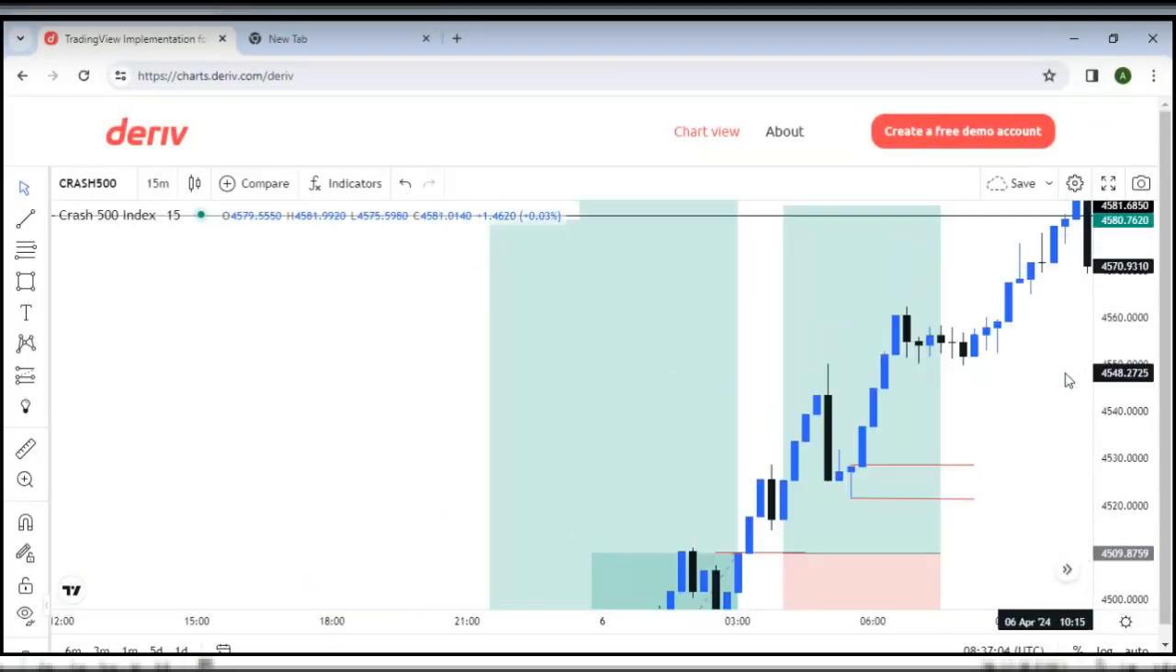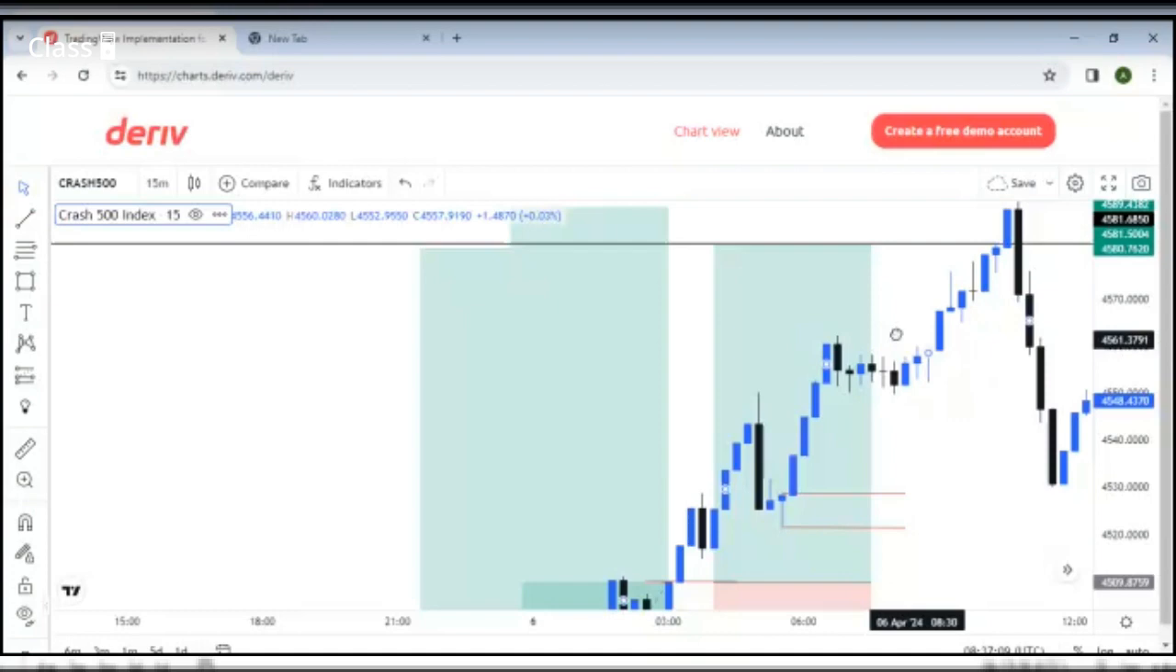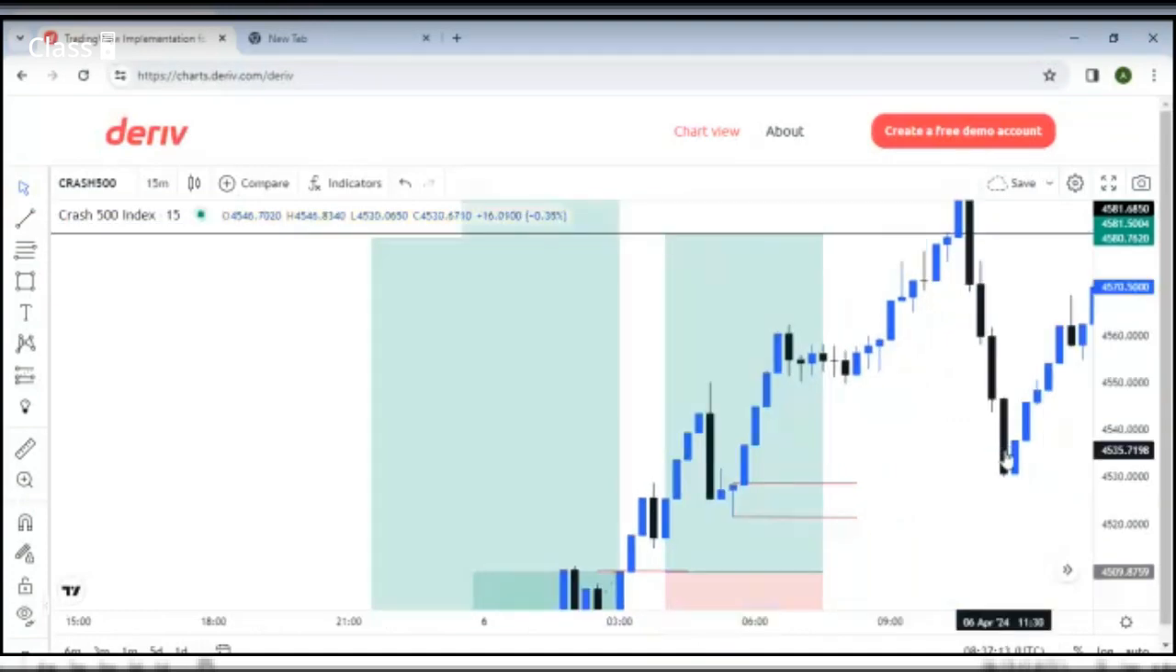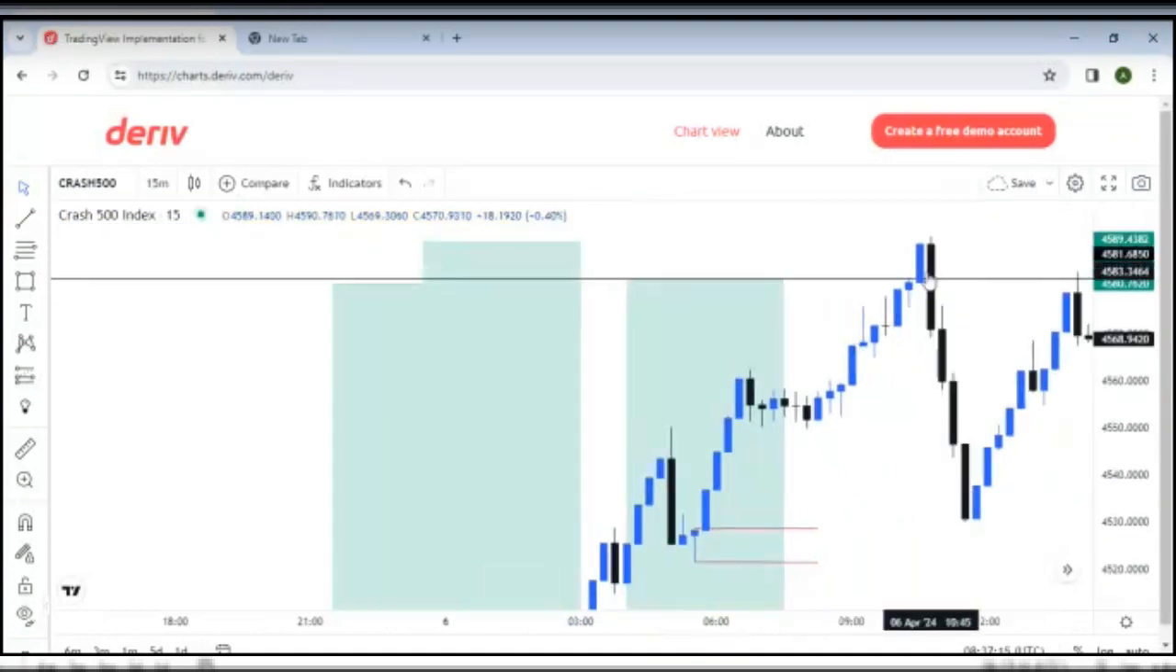I have a 1 to 3. All right, my word was okay. 1 to 3. So that's how I took it. All right, price came back into this, but it didn't really do much damage after hitting TP basically. So TP has been hit.